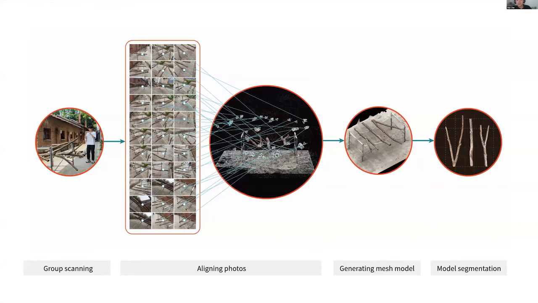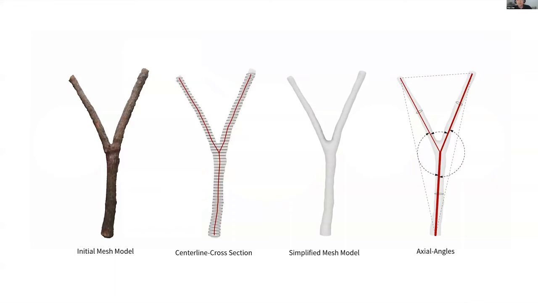Then the model of each element will be derived by segmenting the model output by software. And after that, the model was post-processed in four different forms in Grasshopper to address the different requirements of different processes in the design and fabrication.